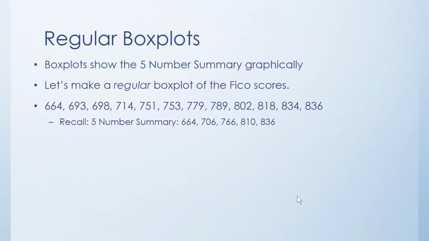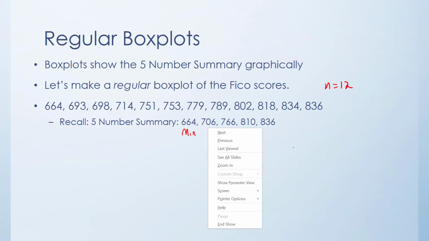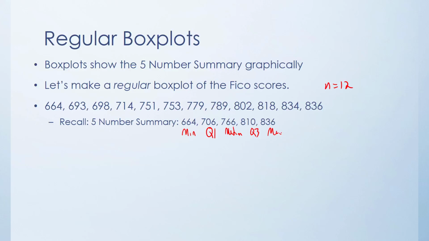We have these 12 FICO scores. And previously we had found the 5-number summary as given here. So we've got the min, we've got Q1, we've got the median, we've got Q3, and we've got the max. Okay, and so basically we're going to draw this.